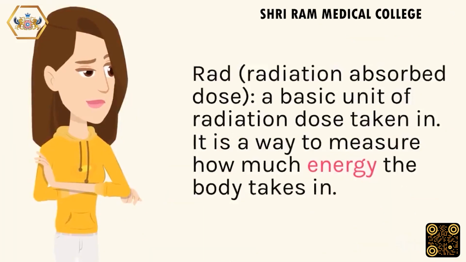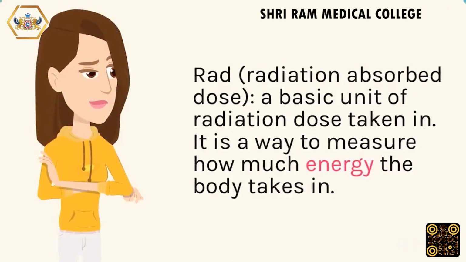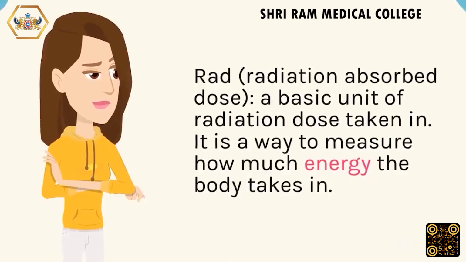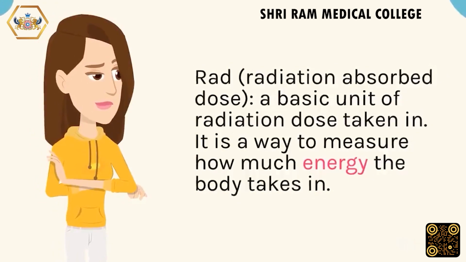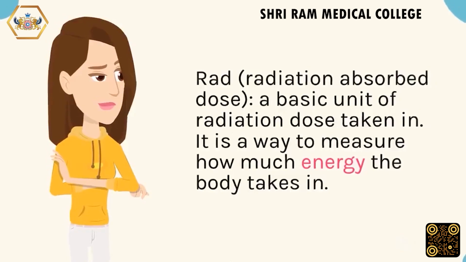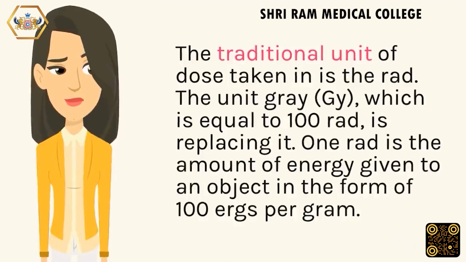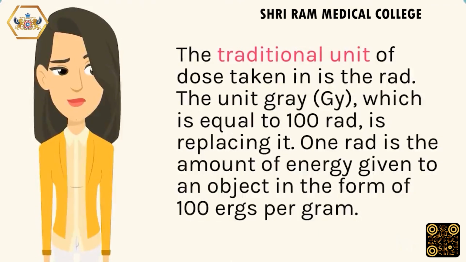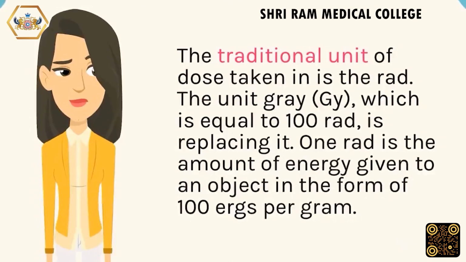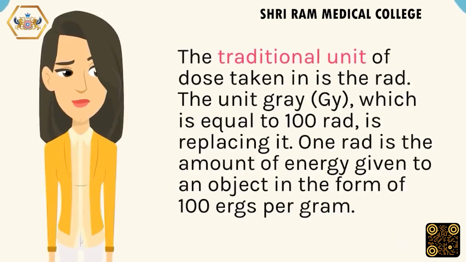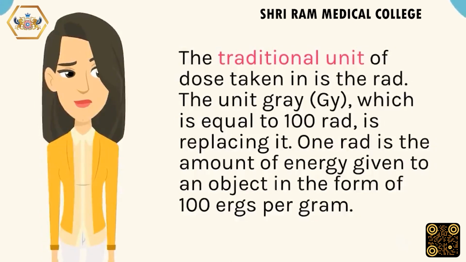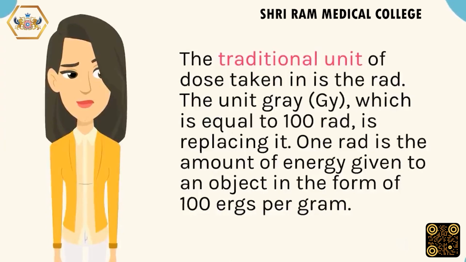Rad, radiation absorbed dose, a basic unit of radiation dose taken in. It is a way to measure how much energy the body takes in. The traditional unit of dose taken in is the rad. The unit gray, Gy, which is equal to 100 rad, is replacing it. 1 rad is the amount of energy given to an object in the form of 100 ergs per gram.